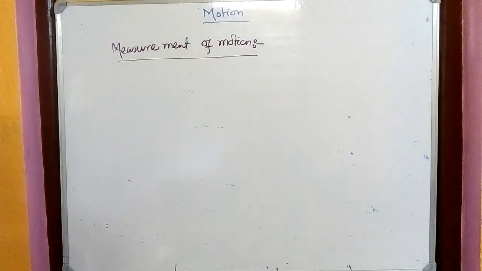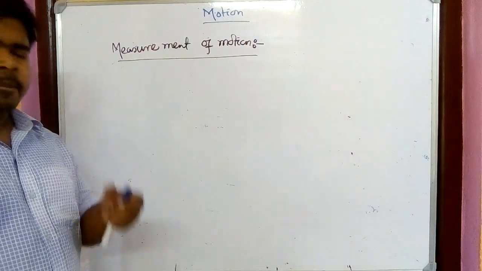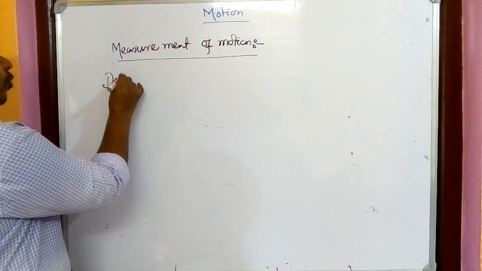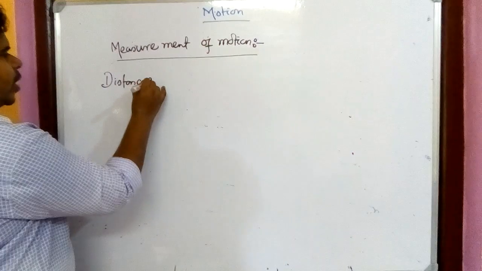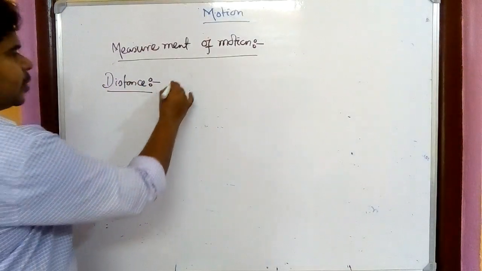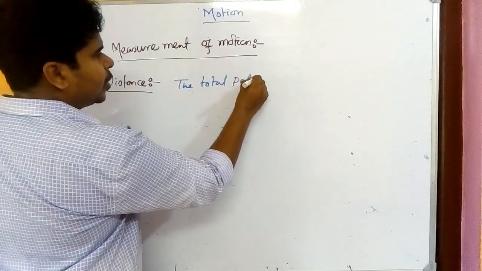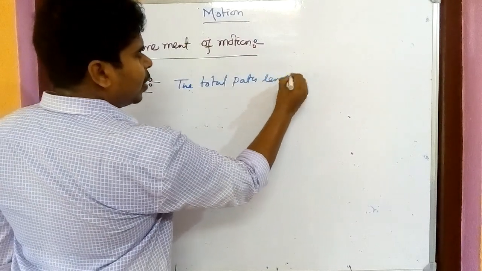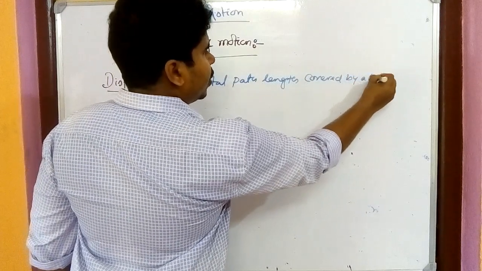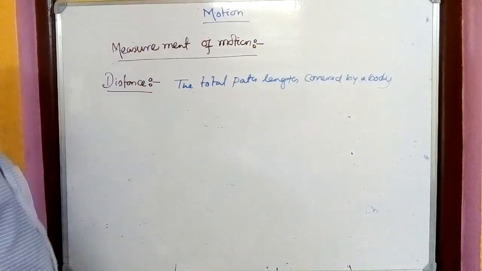So here we have to learn two things. Later you can understand four things, but now we have to learn only two. First one, distance, that we have learned earlier also. What is distance? Distance is the total path length covered by a body. The total path length covered by a body is known as distance.